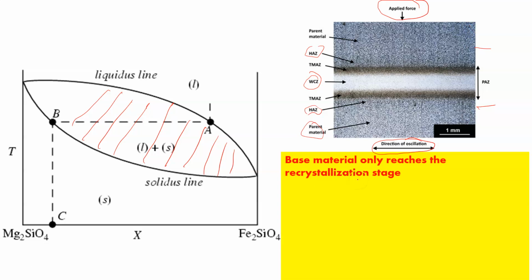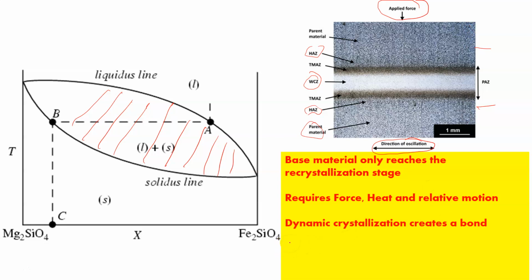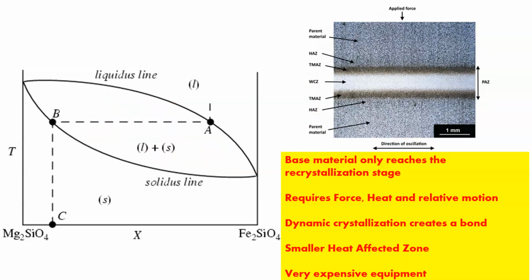So the base material, just to sum this up, only reaches the recrystallization stage, does not go into the molten state. It requires some sort of force, some sort of heat source, and some sort of relative motion. And that's where you get your dynamic crystallization that creates your bond. You have a much smaller heat affected zone. And last, the equipment for solid state welding typically is much more expensive. It's usually a fairly expensive process. There might be some exceptions to that, but by and large, it's a more expensive process.